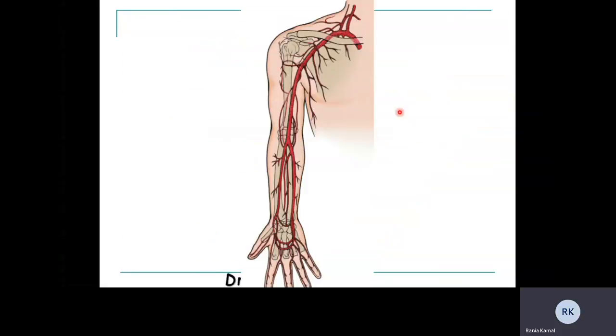So this is an overview of the arteries of the upper limb, starting from the axillary artery, brachial artery, radial and ulnar arteries, and the palmar arches. Regarding veins, the deep veins, the axillary vein, and the superficial veins, the dorsal venous arch with its termination on the lateral side forming the cephalic vein, and on the medial side forming the basilic vein.